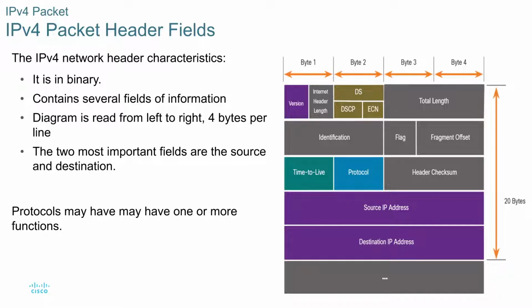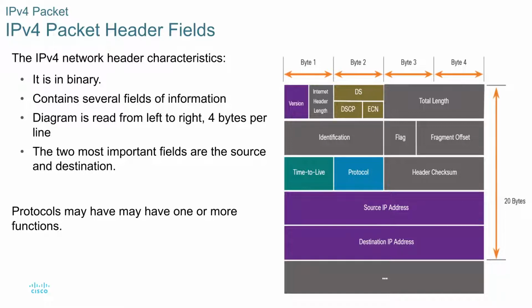The next field would tell us our total length. Then identification, any flags that we may need. If we have fragmented, what is the offset for the fragment? The next field is a very important field, the time to live. If the packet cannot get to its destination, we do not want it going endlessly through the network. This would be a huge waste of our bandwidth.